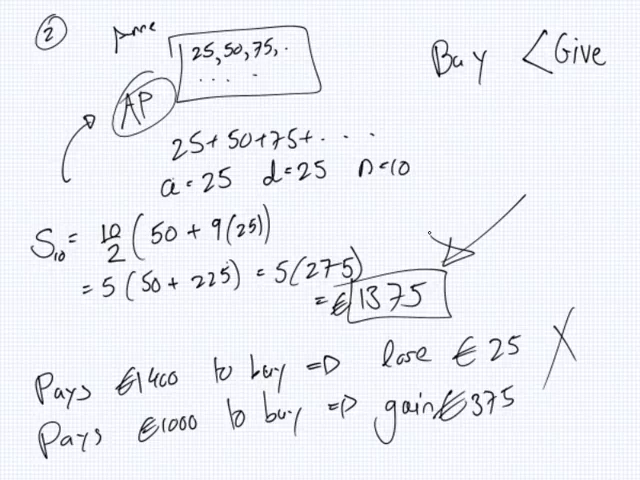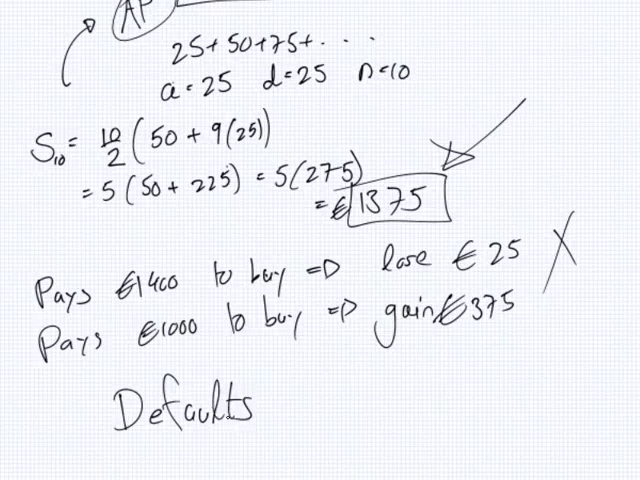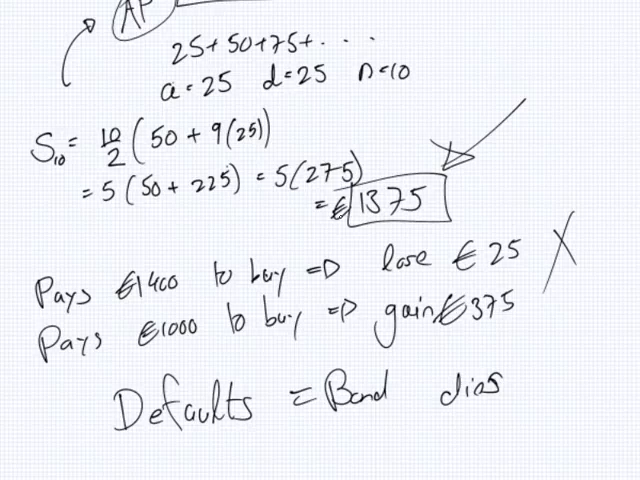We have business students, don't we? Business students? No. Fails? No. Default. So this means bond dies. Then of course you lose money because you don't get your money later.